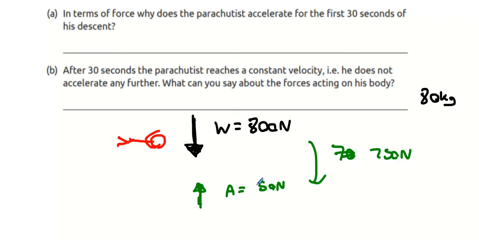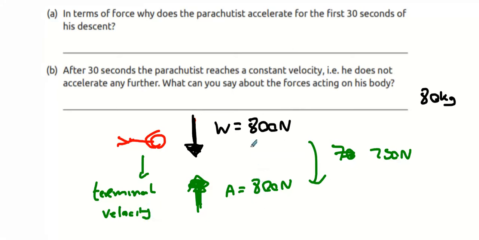However, as you start to go faster and faster, your air resistance will get bigger, and eventually your air resistance will equal the weight. So the green arrow now balances out the black arrow, so the forces are equal and there will be no more acceleration. This is known as terminal velocity, where the skydiver remains at the same velocity, because he's no longer accelerating, because the forces down equal the forces up.